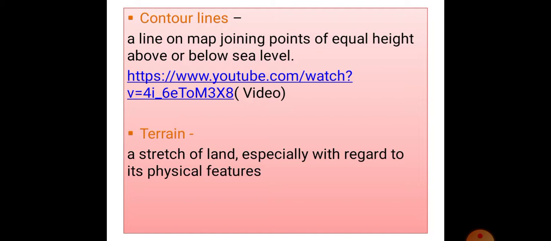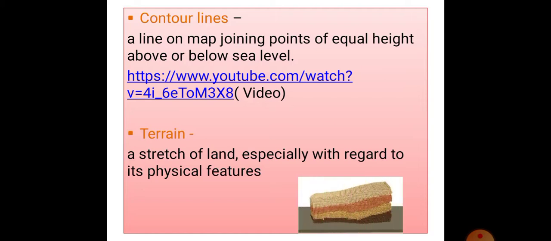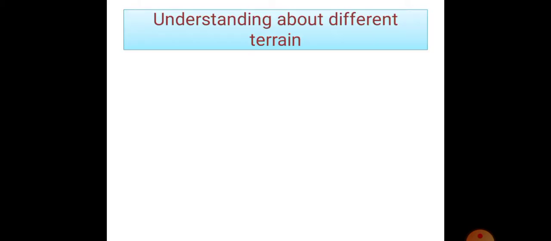Now, terrain. What do you mean by terrain? Many of us do not know about this. Terrain is nothing but a stretch of land, right? In order to show the land, a terrain comes into the picture, especially with regard to physical features. Physical features are nothing but the different landforms. In order to show them, terrain is a part of it. Now, do you see this? This is called terrain.